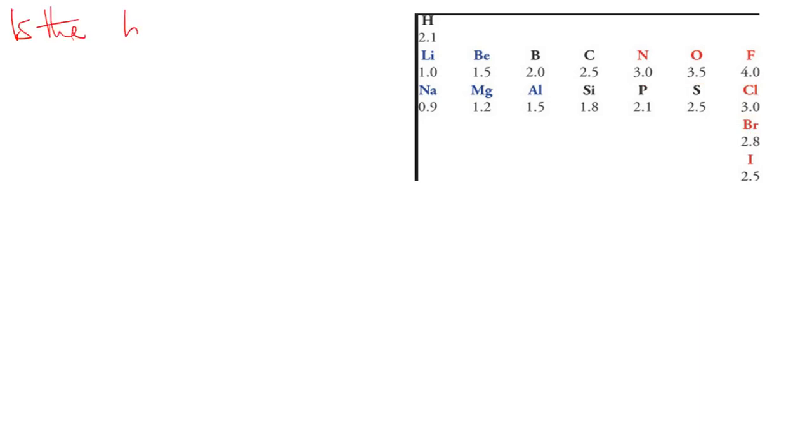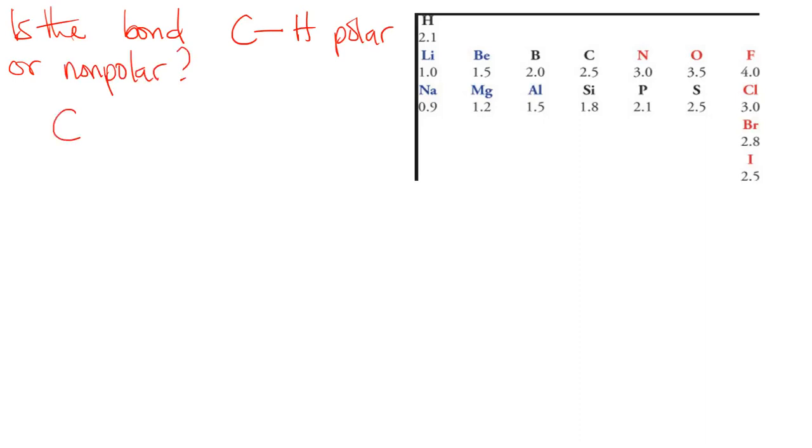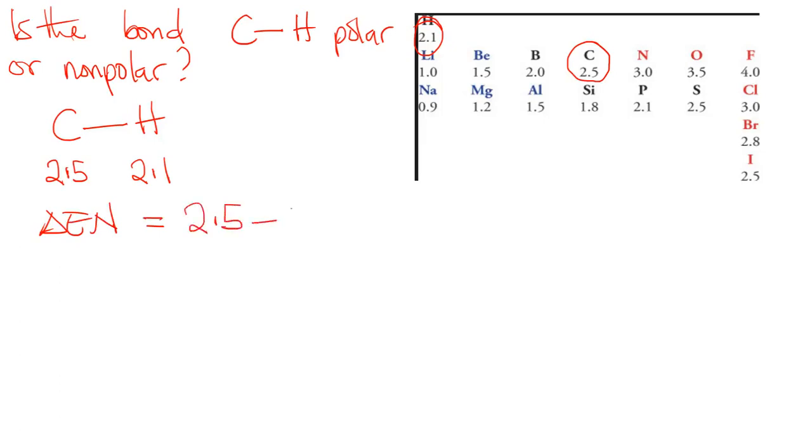Is the bond C-H polar or non-polar? So we go back here and look at C-H. C has an electronegativity of 2.5, so we put 2.5 here. H has an electronegativity of 2.1. So the change in electronegativity is 2.5 minus 2.1, which is 0.4.